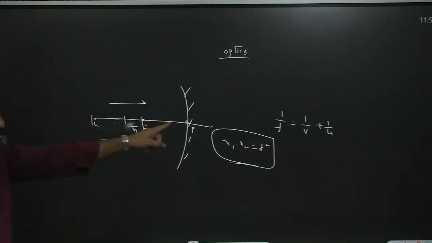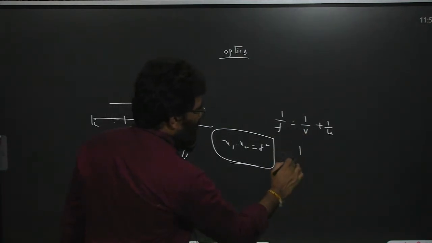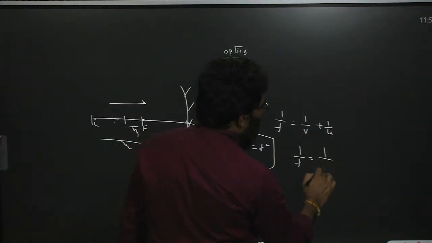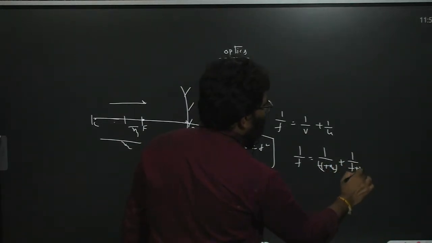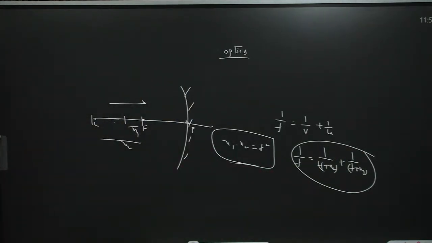Instead of taking the pole, we are measuring from the focus. So x1 and x2 must be equal to f square. V becomes f plus x2 and U becomes f plus x1, like this. Generally we take the mirror formula only.